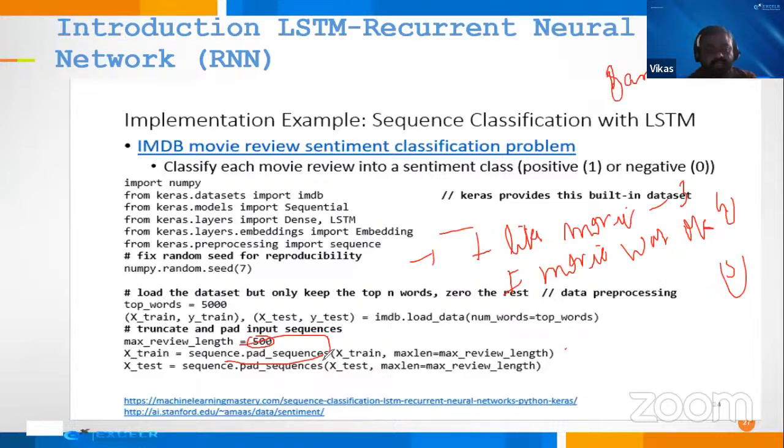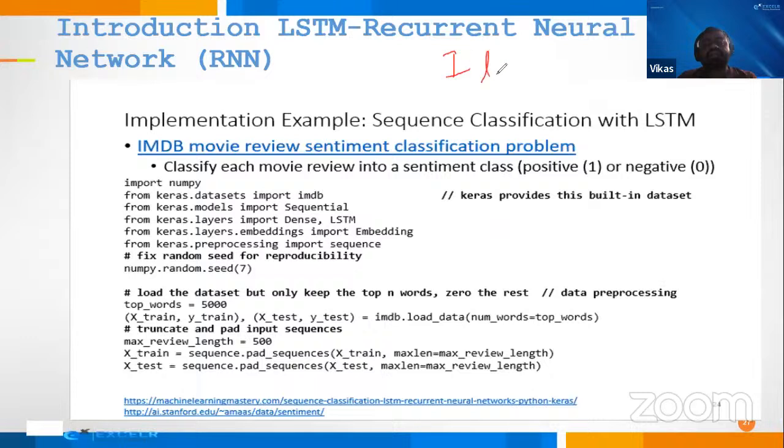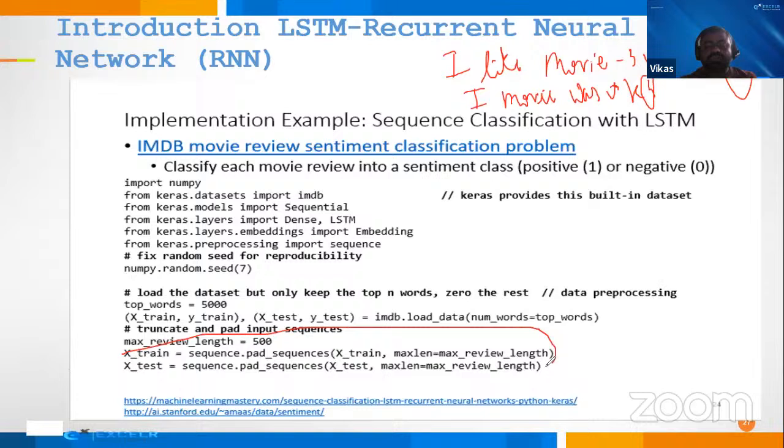That's the reason we are adding this padding sequence layer here. So what padding sequence will try to do is, whatever sentence I have written here, like I like the movie, and the second one says the movie was okay. Now what is happening here? It has 3 words, it has 4 words. Now if I want to make them a fixed 10, I have to add zeros here until I reach the count of 10. That job is performed here.